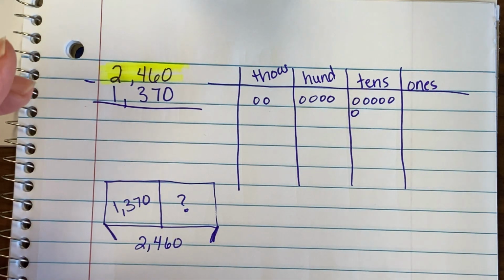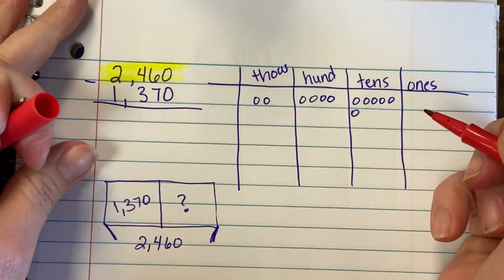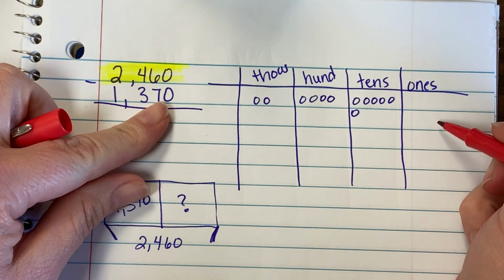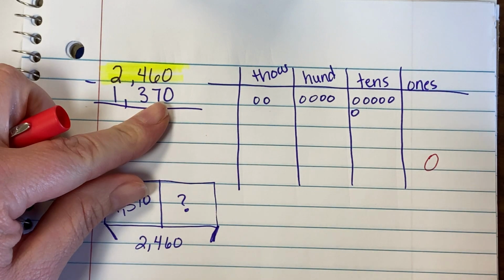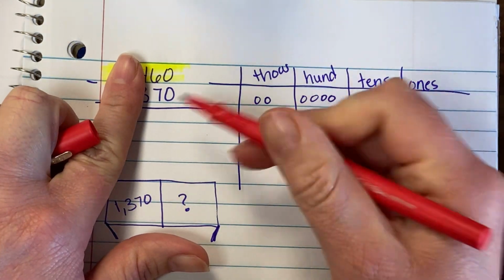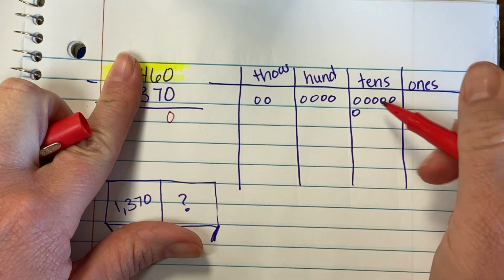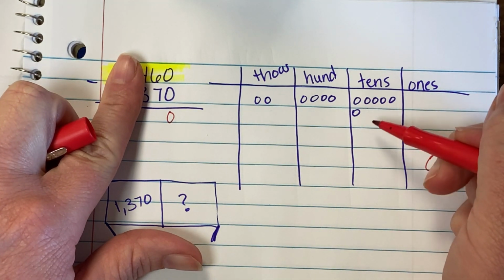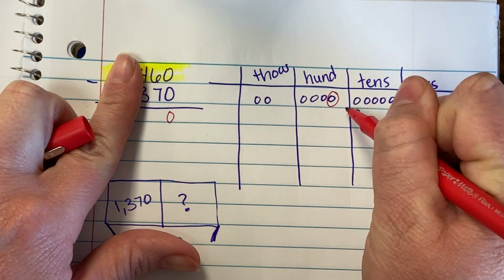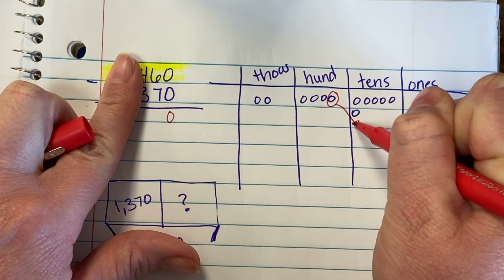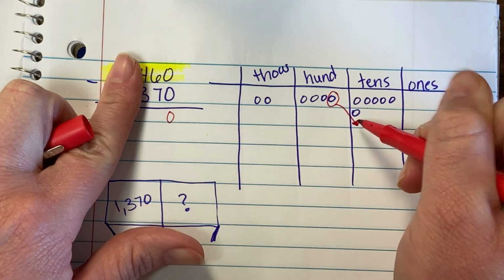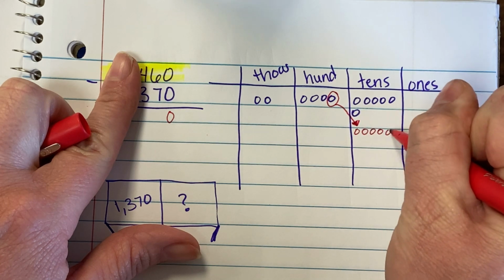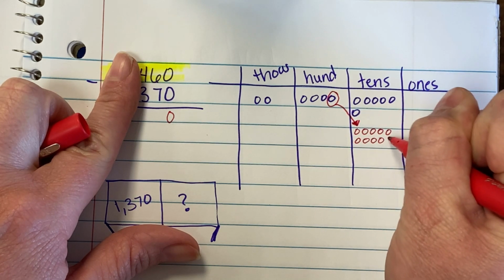Now this is when I'm going to change up my colors, because I want you to be able to see exactly what we're doing. If I take 0 away from this, that means I still have 0 in there. If I take 7 away, 1, 2, 3, 4, 5, 6, I can't. I cannot take 7 away. So therefore, I've got to unbundle this. And as we know, if we move that 1 back, that 1 becomes 10 over here. 1, 2, 3, 4, 5, 6, 7, 8, 9, 10.